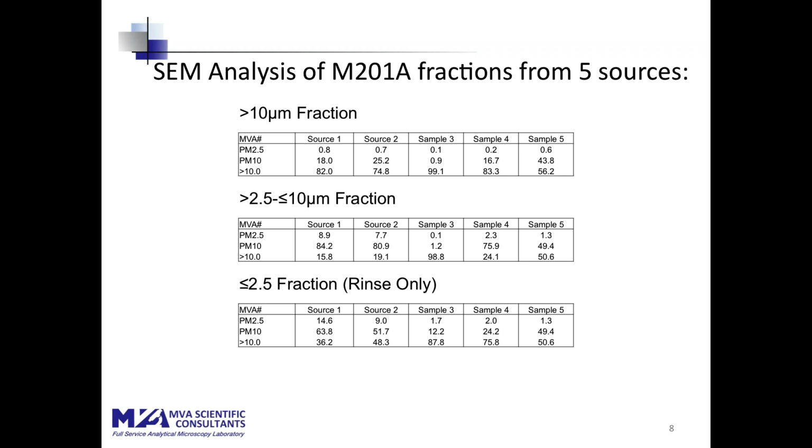The most interesting part of this is what's going on in the PM2.5 fraction, the less than 2.5 micron fraction. From these 5 sources, somewhere between 1 and 15% of the material is actually PM2.5, that is, has a diameter less than 2.5 microns. Most of the material is greater than 2.5. 85 to 99% of the material mass is actually larger than 2.5 microns in physical diameter, which is what's measured here.